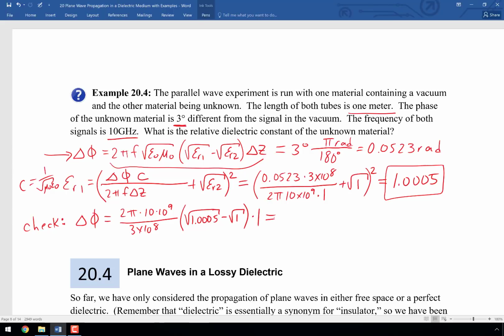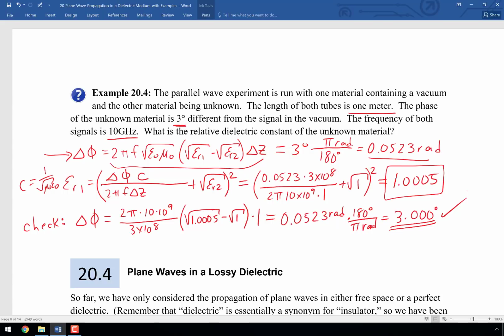And if I plug all of that into my calculator, I get 0.0523 radians. And that's the same thing we got up here, but I just want to go ahead and convert it back into degrees so I can compare it to the original problem statement. 180 degrees divided by pi radians is going to give me 3.000 degrees. So I'm feeling good about the fact that I did in fact get the 3 degree difference back when I plugged in 1.0005.